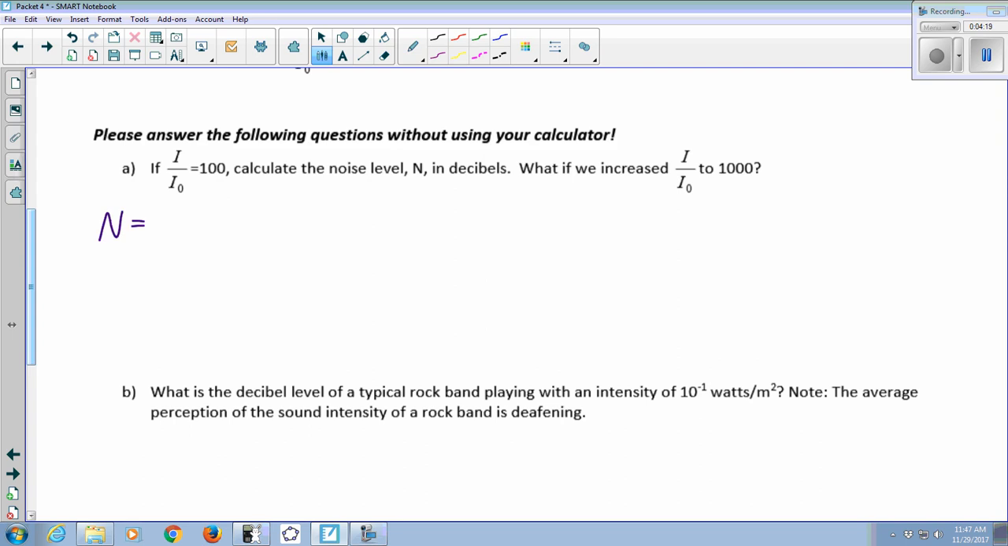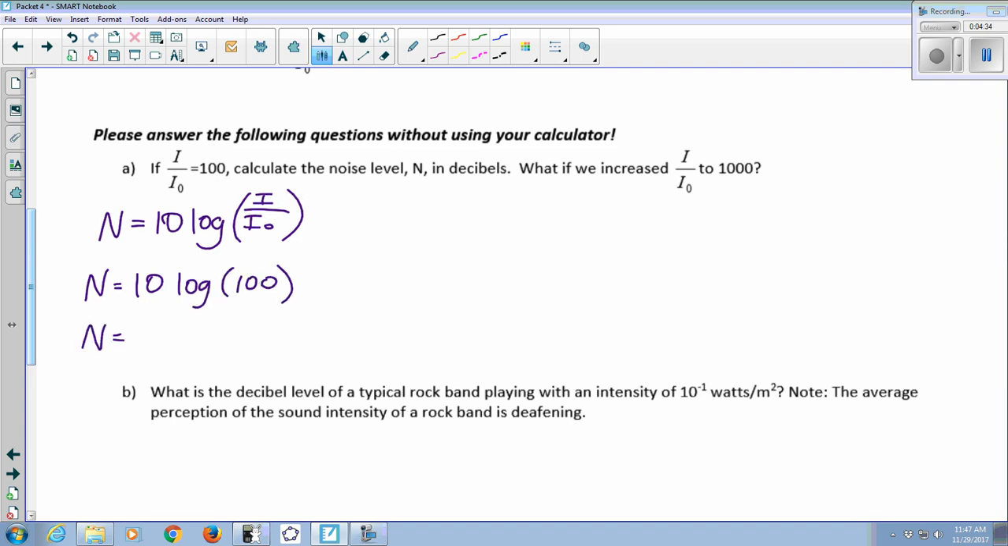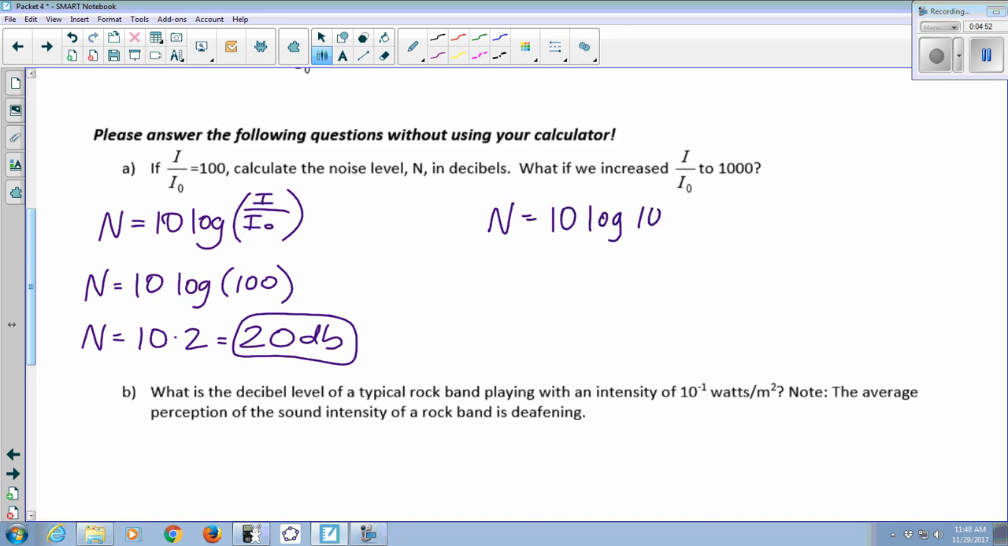So just writing out the formula, it's 10 times the log of I over I naught. So if I over I naught is 100, I'm just going to put 10 times the log of 100. And the log of 100 is 10 to what power is 100? That's 2. So this is 10 times 2, which is 20 decibels. What if we increase I over I naught to 1,000? So this is N equals 10 times the log of 1,000. Log of 1,000 is 3 because 10 to the third power is 1,000. So that's 30 decibels.